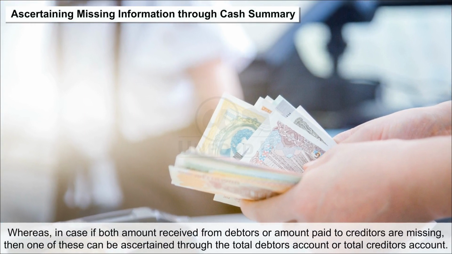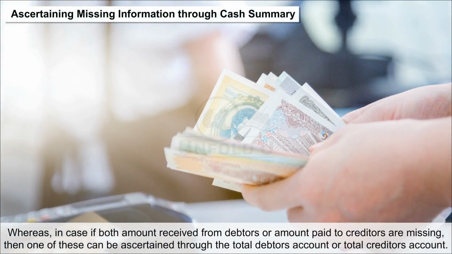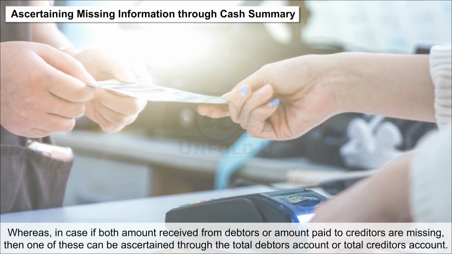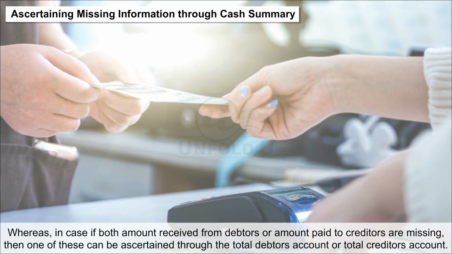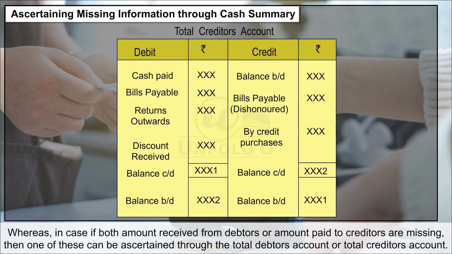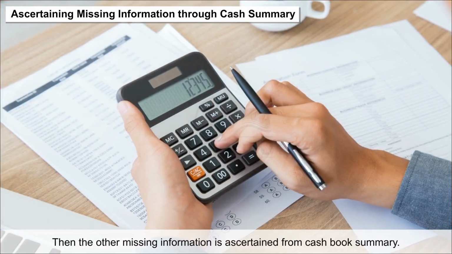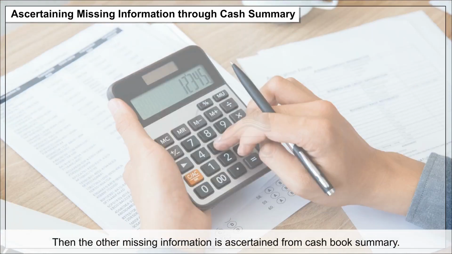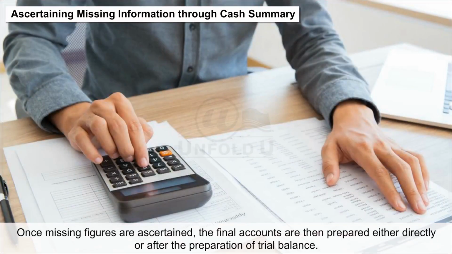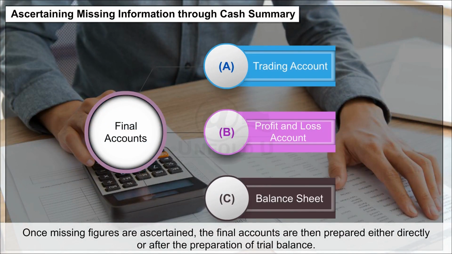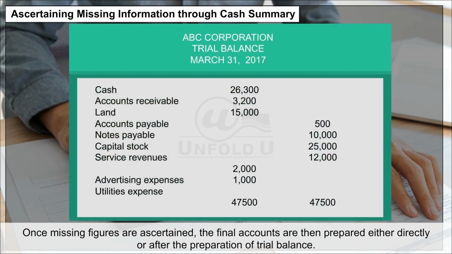Whereas, in case both amount received from debtors and amount paid to creditors are missing, then one of these can be ascertained through the total debtors account or total creditors account. Then, the other missing information is ascertained from cash book summary. Once missing figures are ascertained, the final accounts are then prepared either directly or after the preparation of trial balance.